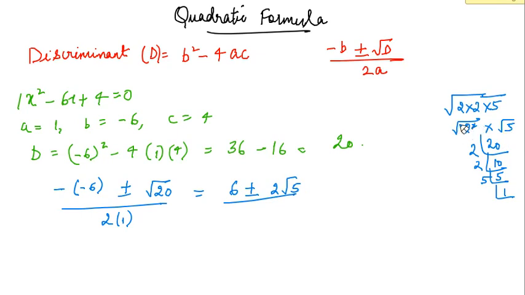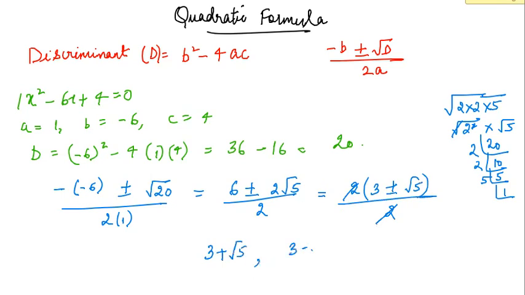So the square and root get cancelled. So 2 is free from root and 5 has a root. So 2 root 5 divided by 2. Now, can I take 2 common in the numerator? Yes, we can. So to further simplify, if I take 2 common, I get 3 plus or minus root 5 by 2. So 2 gets cancelled. So we have 2 roots, 3 + root 5 and 3 − root 5.